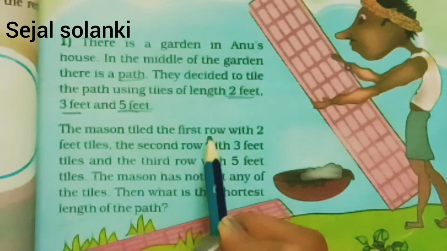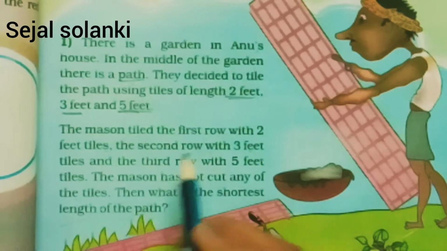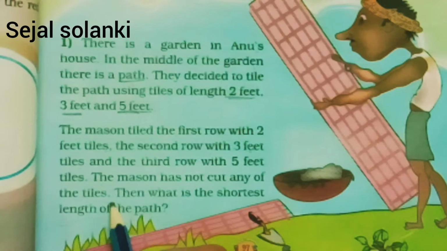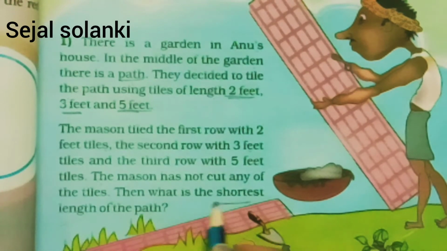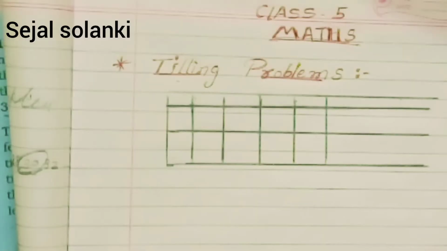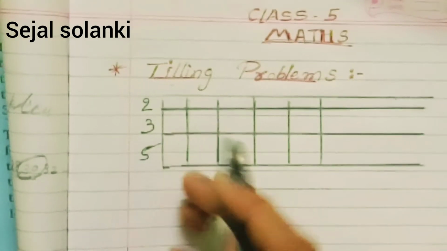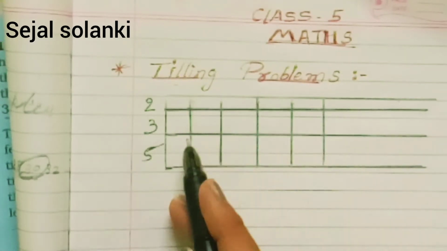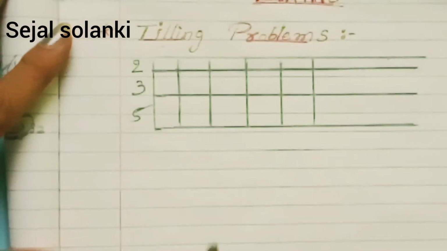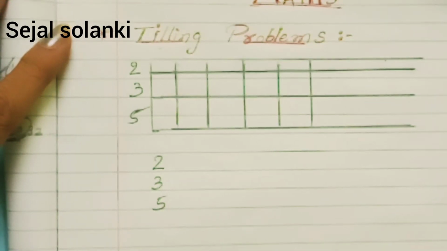The mason tiles the first row with 2 feet tiles, the second row with 3 feet tiles and the third row with 5 feet tiles. The mason has not cut any of the tiles. Then what is the shortest length of the path? We have to find the shortest length of the path. Maybe this is the path and 2 feet, 3 feet and 5 feet tiles. But we have to make the shortest path. 3 types of tiles we have.